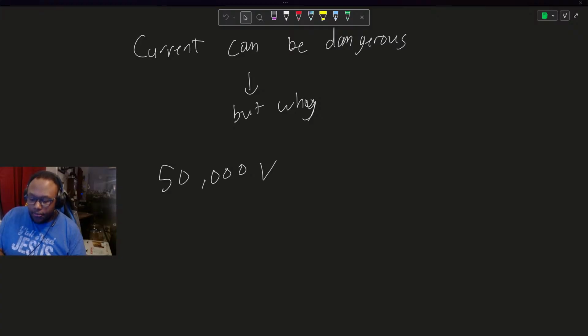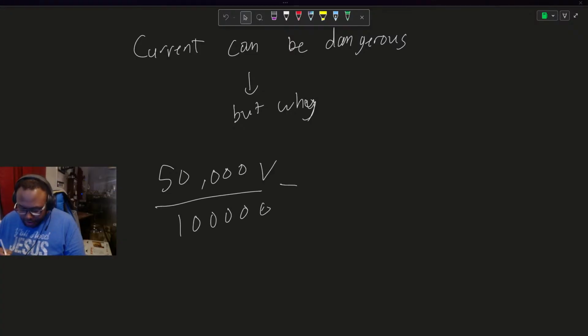And then I'm going to look up what is the resistance of human skin? Probably not unbelievably high. The average resistance of dry human skin ranges from 1,000 to 100,000 ohms. So we're going to say probably 100,000 ohms in the parts where you would probably get tased. That gives you basically 5/10, which is 1/2, and that's half an amp.